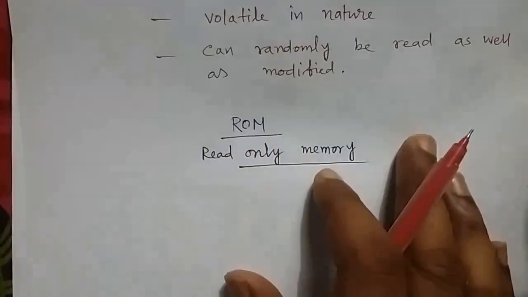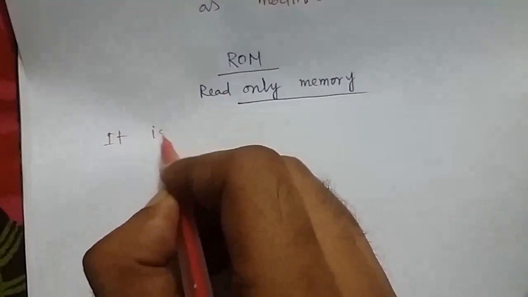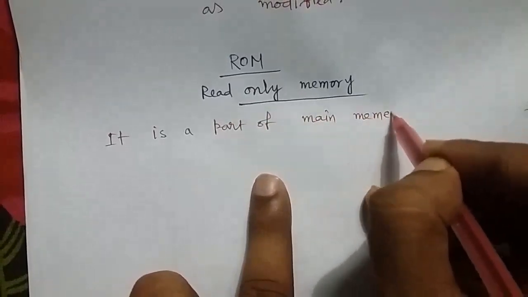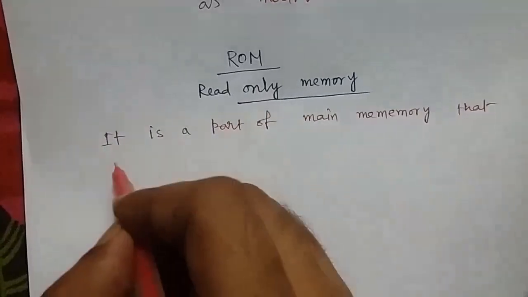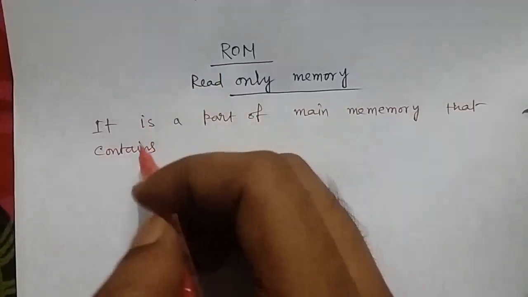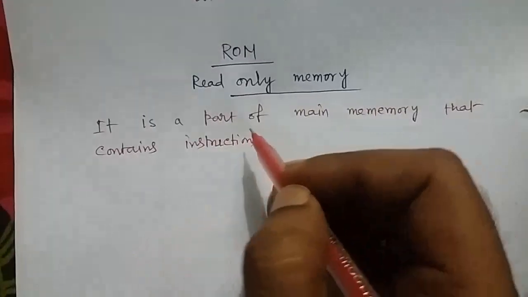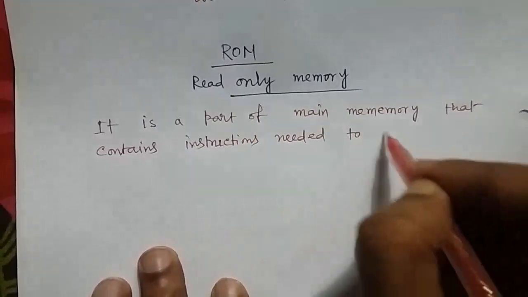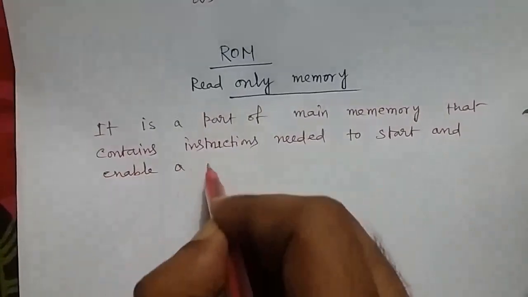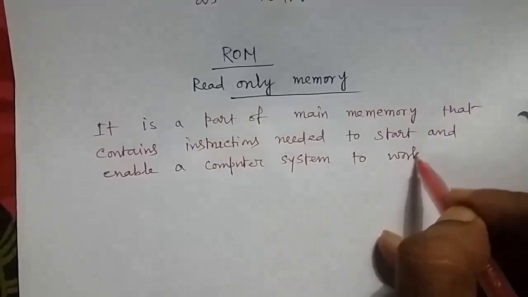Now ROM. ROM means read only memory. and the definition will be, it is a part of main memory that contains instructions needed to start and enable a computer system to work properly.